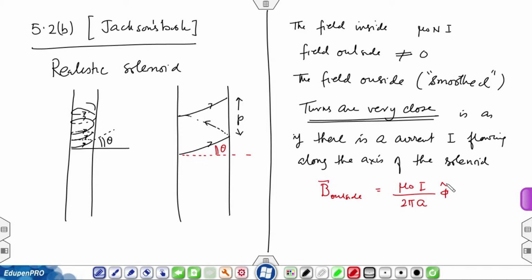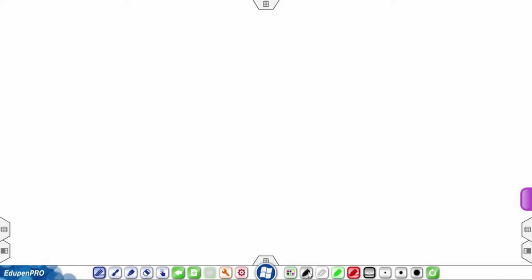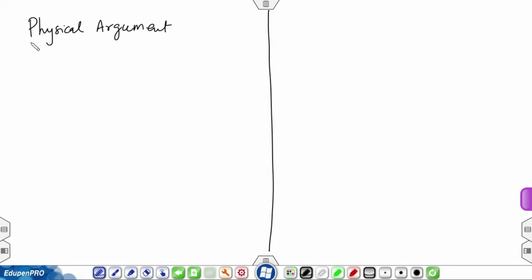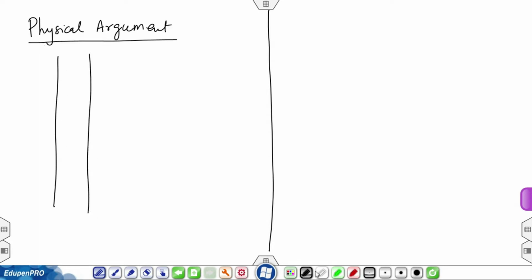So, we will first give a physical argument as to why this happens, and then we will derive it mathematically using Biot-Savart law. So, let us do that. So, first the physical argument. So, here is the solenoid, and we are saying that these turns are very close, and here I am making it slightly farther apart to give the geometry.